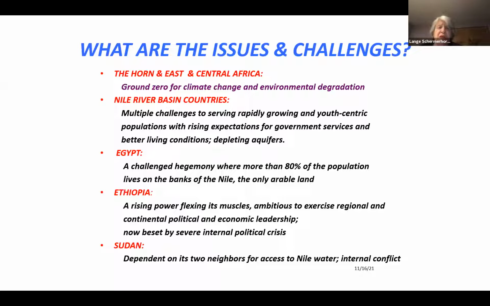Now, the issues for the Nile River Basin countries are multiple challenges to serving rapidly growing and youth-centric populations, rising expectations, depleting aquifers that have been the source of water for many of these places. Egypt is challenged again by population. 80%, or some say more, as many as 90% of the population lives within 15 miles of the banks of the Nile. Ethiopia is a rising power, very ambitious to exercise regional and continental political and economic leadership.